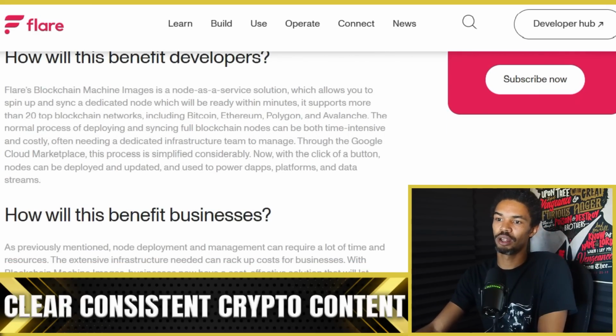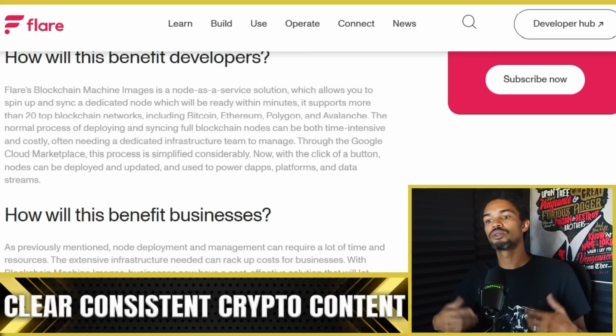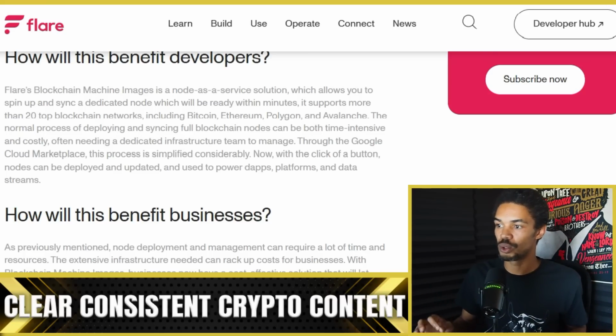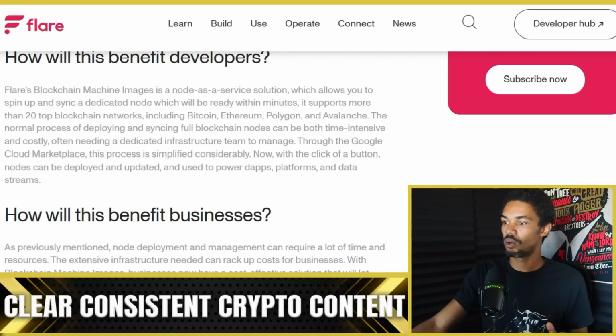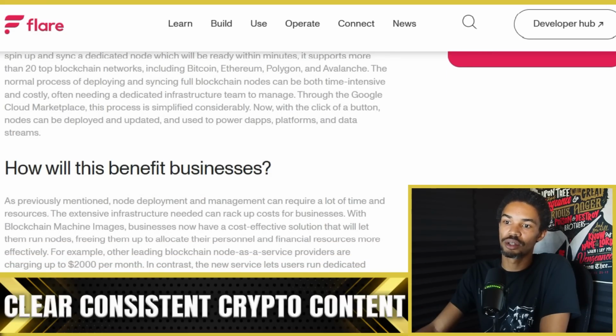So let's get to the second question. How will this benefit developers? FLR's blockchain machine image is a node service solution, which allows you to spin up and sync a dedicated node, which will be ready in minutes, and supports more than 20 top blockchain networks, including Bitcoin, Ethereum, Polygon, Avalanche. The normal process of deploying and syncing full blockchain nodes can be time intensive and costly, often needing a dedicated infrastructure team to manage. Through the Google Cloud Marketplace, this process is simplified considerably. Now, with the click of a button, nodes can be deployed and updated and used to power dApps, platforms, and data streams.